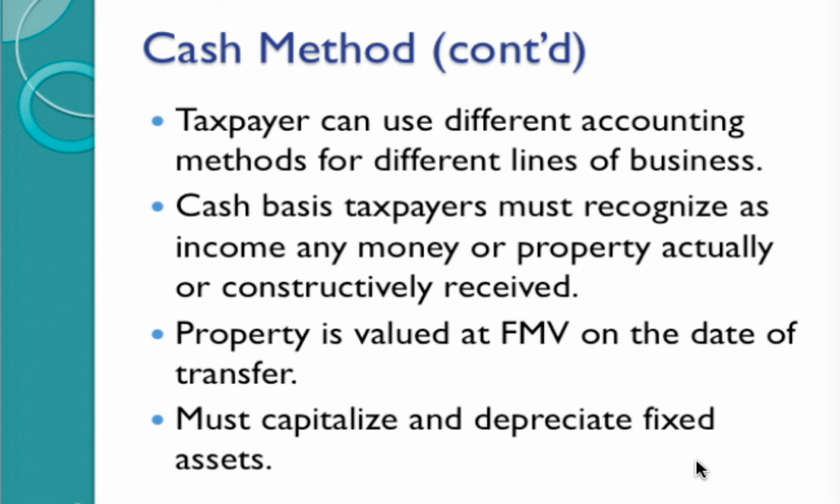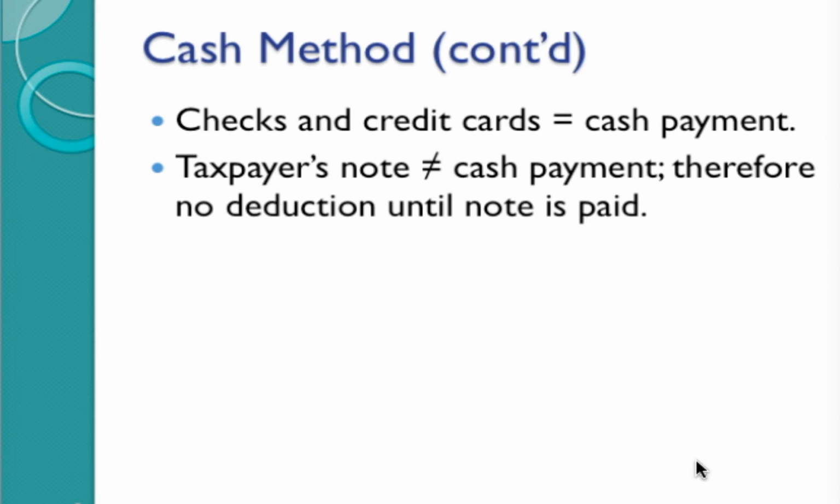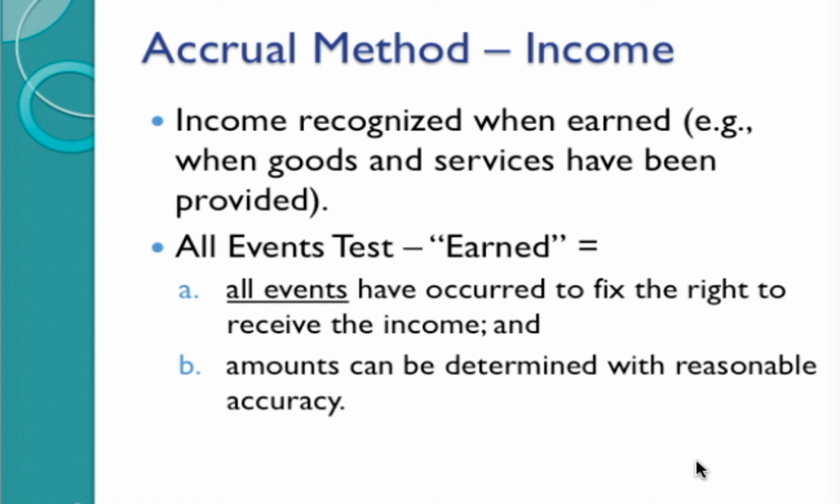And regardless of the method, if you're a cash method taxpayer, you still have to capitalize and depreciate fixed assets. Also have to capitalize and amortize prepaid expenses. Let's see. Checks and credit cards are treated as cash payment for a cash method taxpayer. And notes are not. So a note payable would not be considered the same thing. So for note payable, you would wait until actual money changes hands.